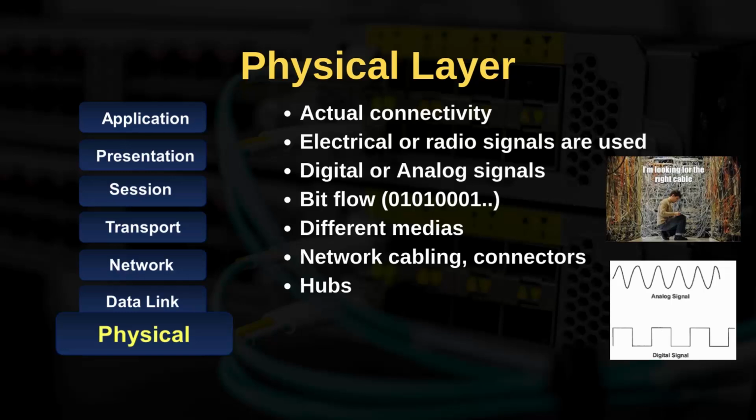The first layer is the physical layer. It is the layer of actual connectivity. If you are using cabling, then electrical signals are used here. Or if you are using wireless devices, then radio signals are used. They are digital or analog signals. And these digital and analog signals are converted to bit flows in binary format to the other end. The physical layer is the layer of network cabling and connectors. Especially as a device, all taps work also in this layer.